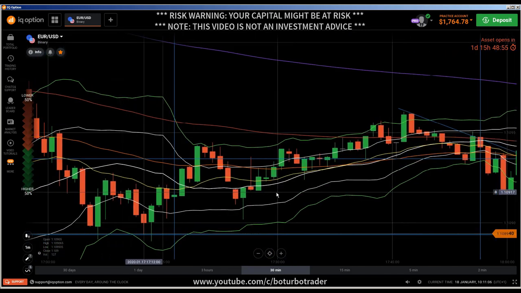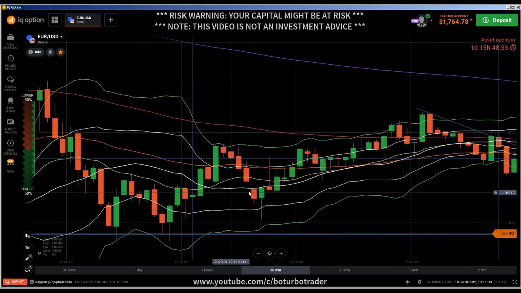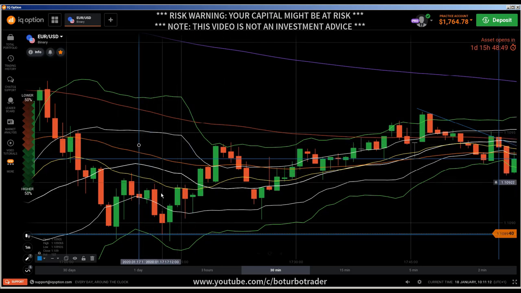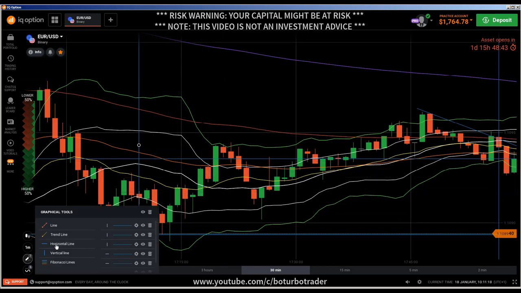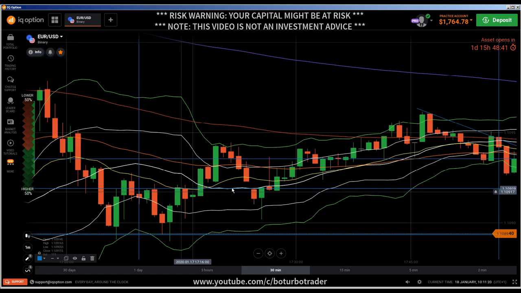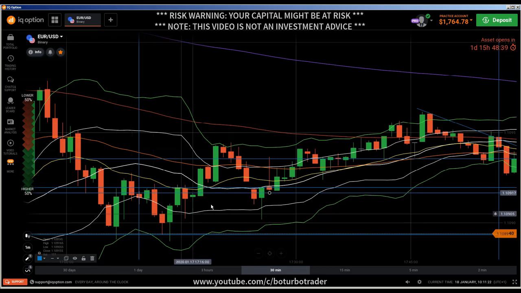So in the next example, for those who don't understand, what do we have here? Here we have a morning star in an uptrend. We have an uptrend, and in the uptrend we have a morning star. So what happens here? Let me show you this. We have here the closing price of the previous candle.